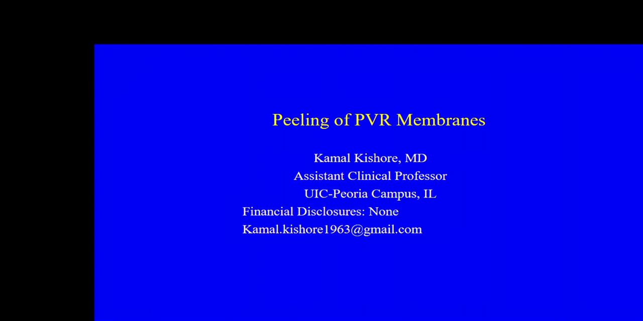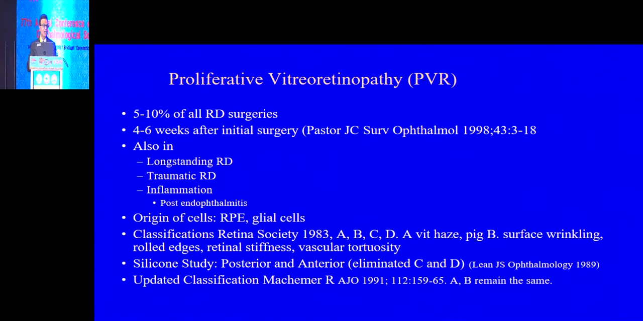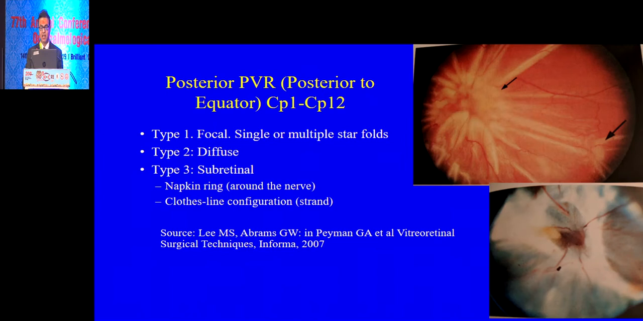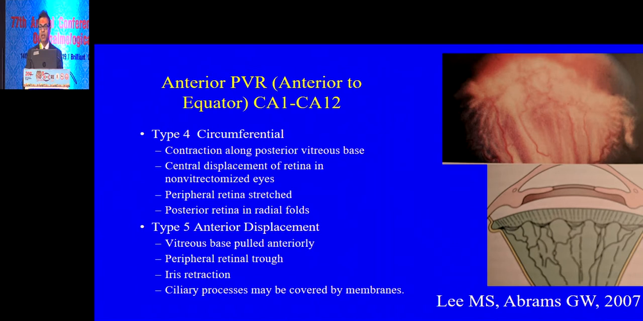So the topic today is peeling of PVR membranes. As we know, PVR complicates about 5 to 10% of all RD surgeries, but can be seen without a previous surgery. The source of cells is RPE or glial cells. The latest classification is from 1991. It talks about the location of PVR and the type. So posterior PVRs would be either focal or diffuse or subretinal. And anterior PVR, there are two types, circumferential. Just look at the picture on the right. So the anterior retina is smooth, and the posterior retina will have folds and anterior displacement.